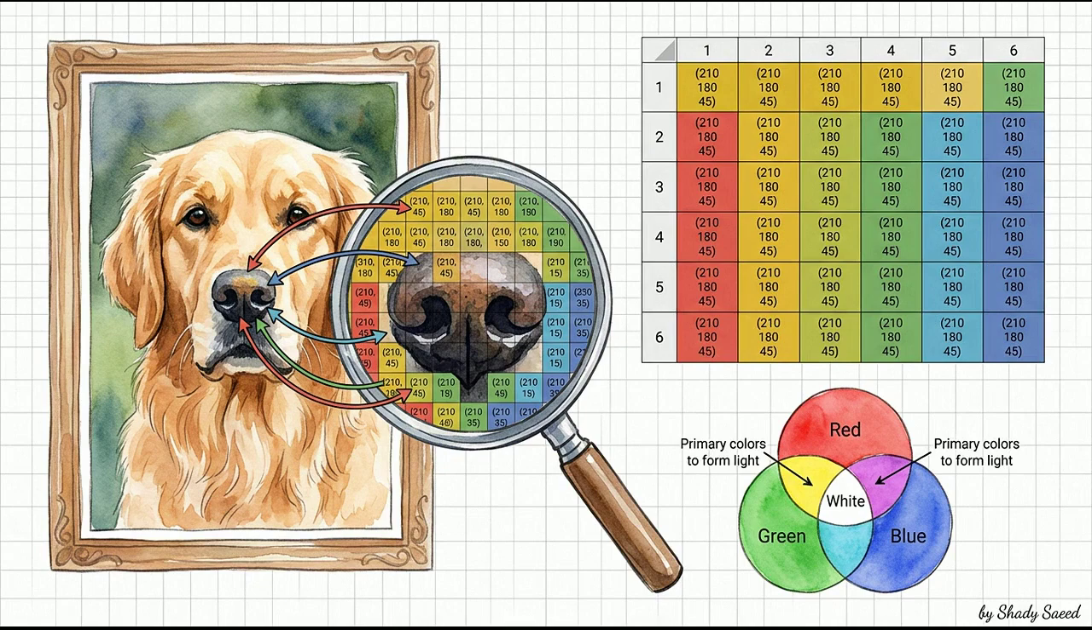Before we teach a computer to detect objects, we need to understand how a computer even sees an image. To you, a photo of a dog is a dog. To a computer, that same photo is a giant spreadsheet of numbers, thousands of tiny colored squares called pixels. Each pixel has 3 numbers, 1 for red, 1 for green, and 1 for blue.